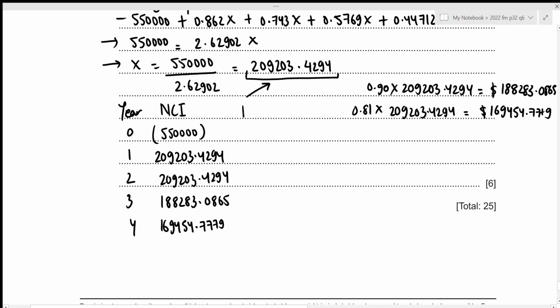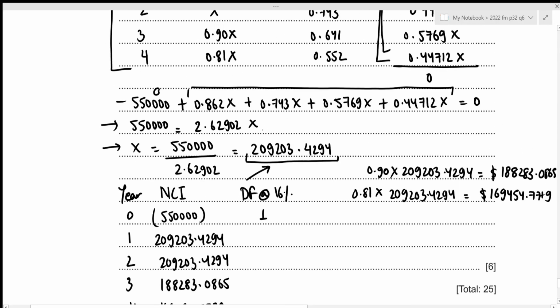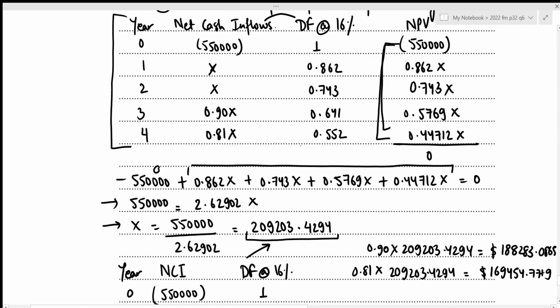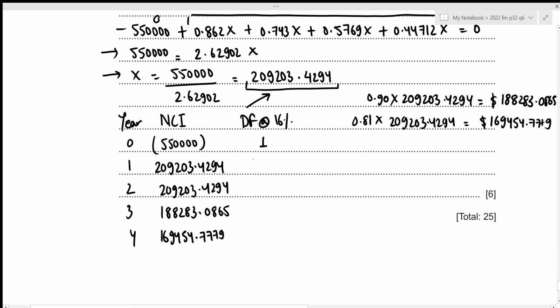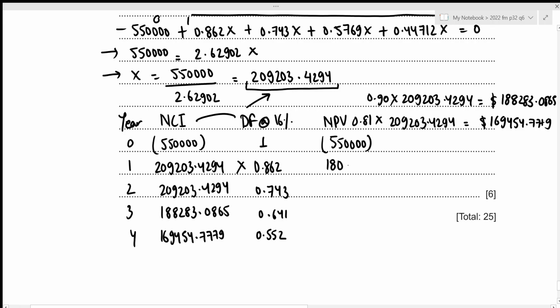Alright, now we need to write down our discount factors at the rate of 16%. For year 0, that's 1. Let's copy the amounts for the remaining 4 years. So that's going to be 0.862, 0.743, 0.641, and 0.552. Now let's figure out the net present values by multiplying our net cash inflows to the discount factors. For year 0, that is negative 550,000. For year 1, that is 209,203.4294 times 0.862, which results in 180,333.3561.